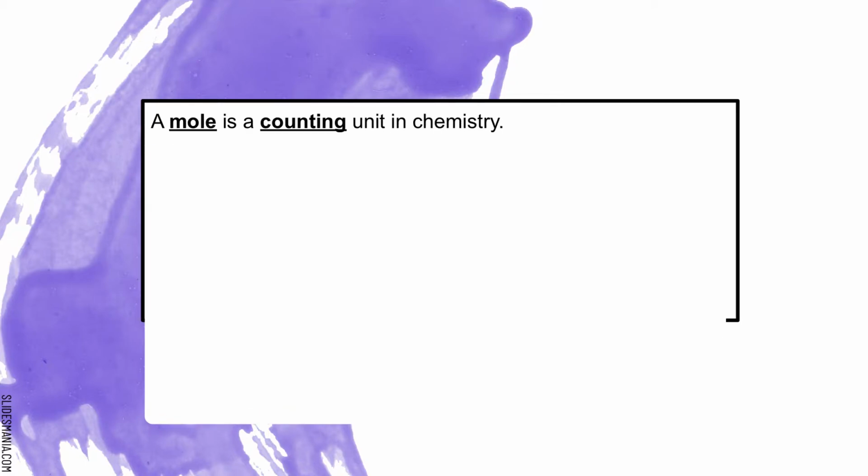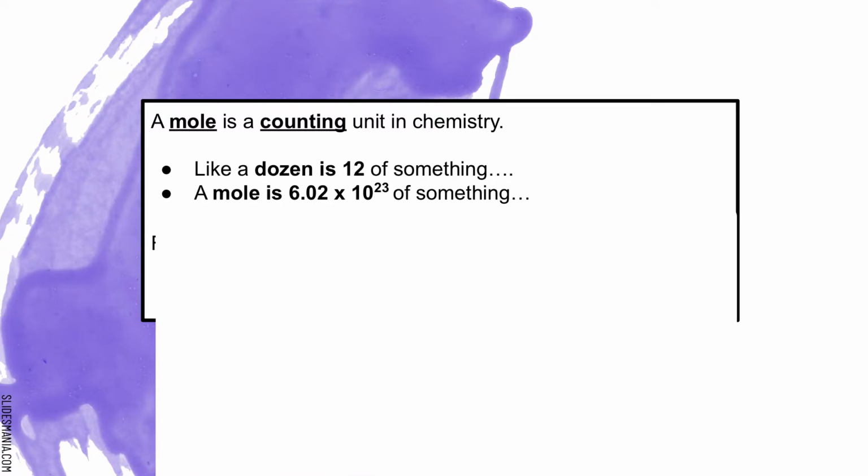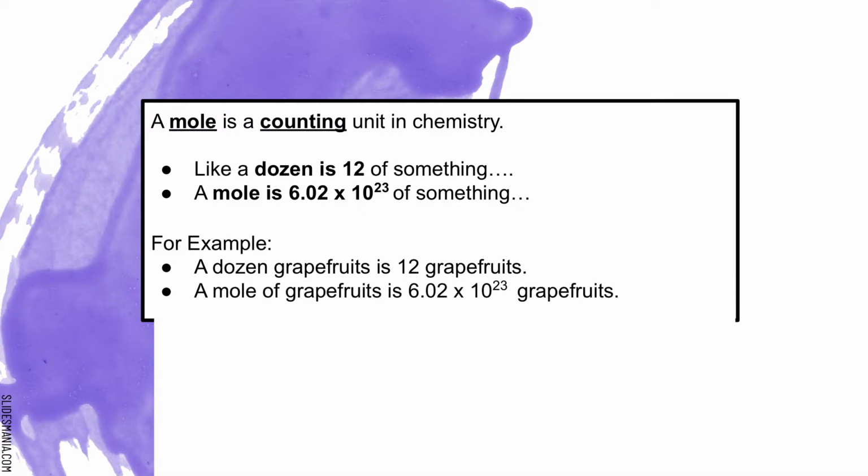So what exactly is a mole? A mole is a counting unit in chemistry. Like a dozen is 12 of something, a mole is 6.02 times 10 to the 23rd of something. So that's 6.02 with 23 zeros. For example, a dozen grapefruits is 12 grapefruits. A mole of grapefruits is 6.02 times 10 to the 23rd grapefruits.